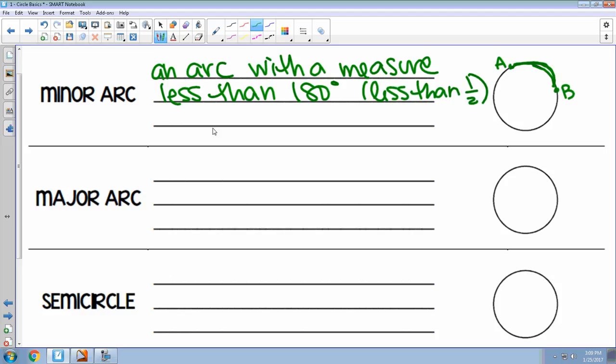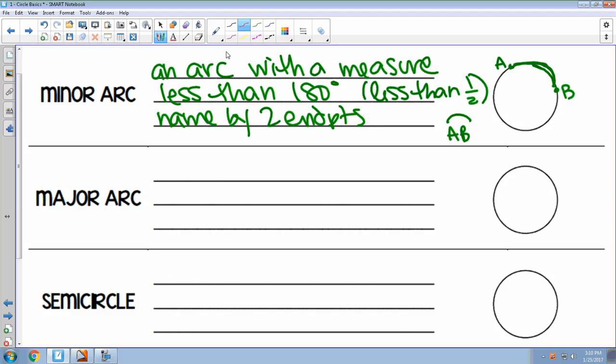Okay, when we name these, we name by your two endpoints. So for example, this one would be arc AB. So we do a little arc above it, and we just name the two endpoints.